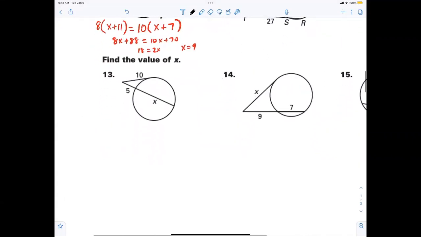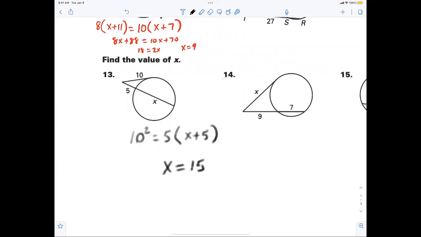Okay, let's look at 13. Let's set 13 up. Would be 10 or 100. Now again, I don't mind you saying for now, 10 squared. 10 times 10 equals what? 5 times X plus 5. Once again, I'm just looking for everybody to solve that mentally. 15. So X is equal to 15. Everybody good with this?